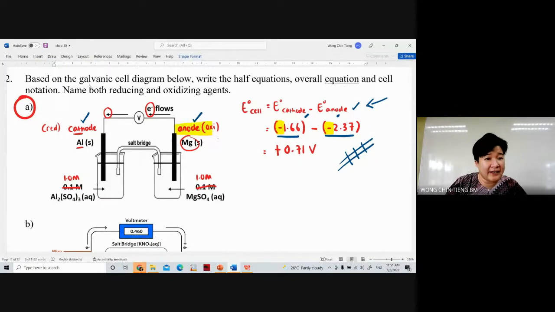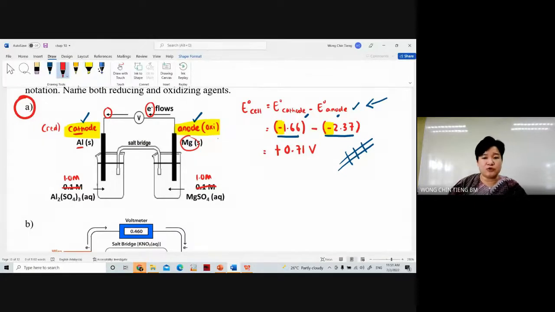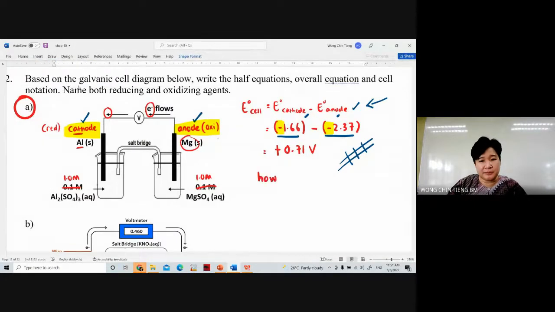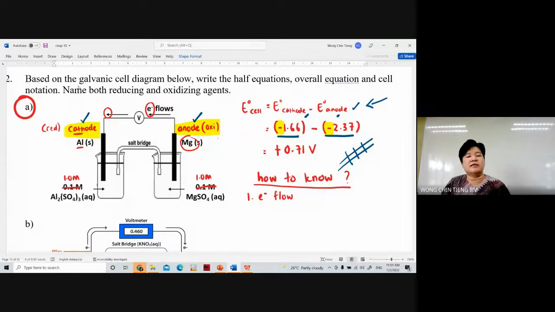I don't know whether you realize how simple it is or not, but the most important thing before you do anything: who is my anode, who is my cathode? Okay, so before I end today's lesson, how do we determine? The problem is how to know who is anode, who is cathode. Betul? That is the biggest problem lah, because that is the most important thing. So first, electron flow yang saya keep on ajar. Kalau soalan bagi diagram, electron flow.